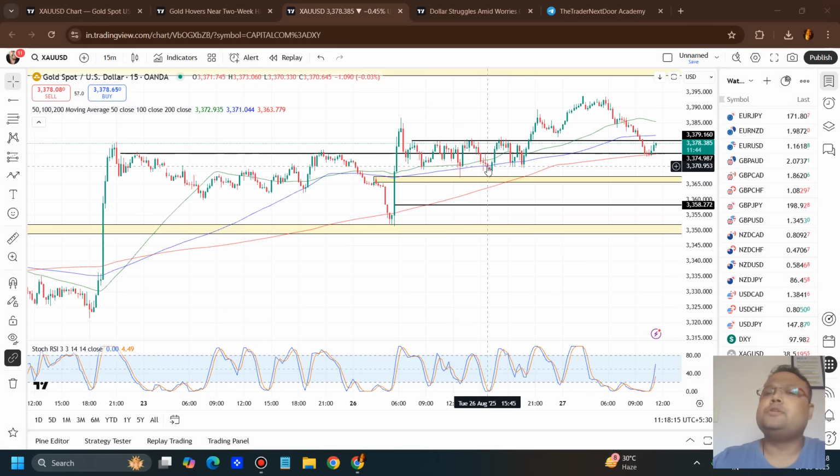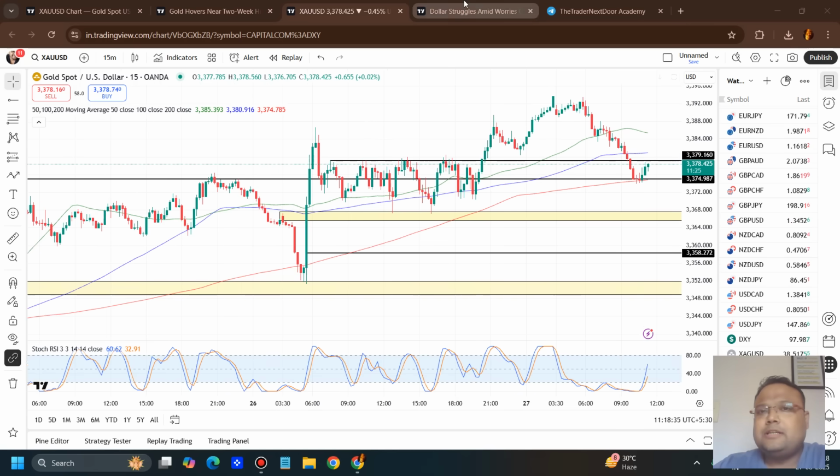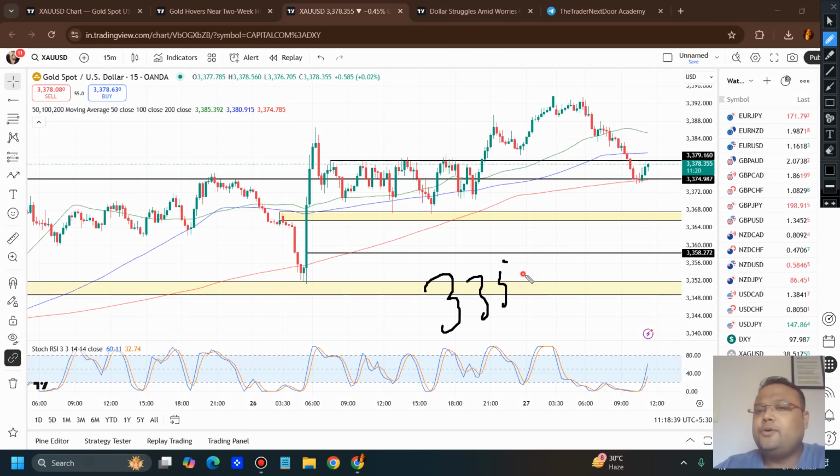And if you're looking for fresh positions in the market, then as I said, you need to stick to the levels. That is the best strategy. The first level that we need to discuss is 3352.40.